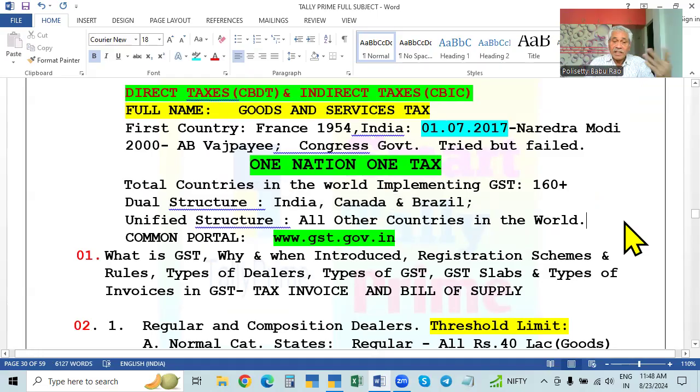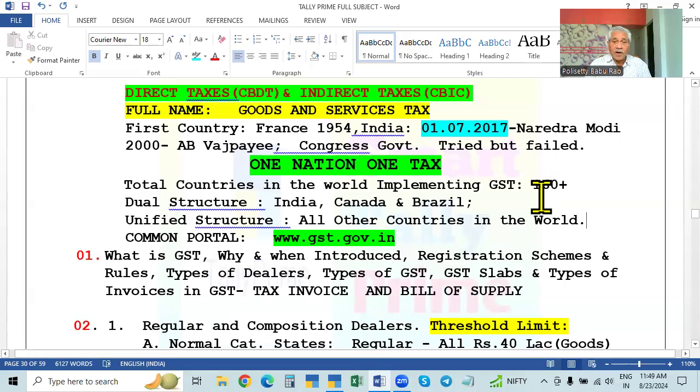The second one is the unified structure, which means only one tax is collected, by one government only, that is, the head of the country, the central government or union government. In different countries it is called by different names. So only that total tax is collected by one government, and that is called the unified structure. Except these three, all other countries in the world follow the unified structure. In India, we require the dual structure. What is that? We will learn it.